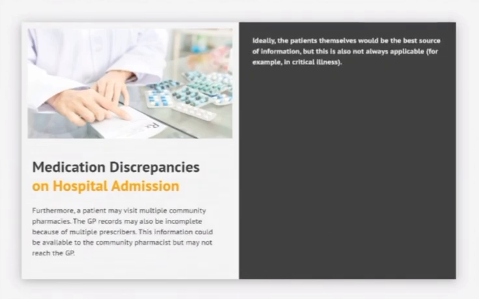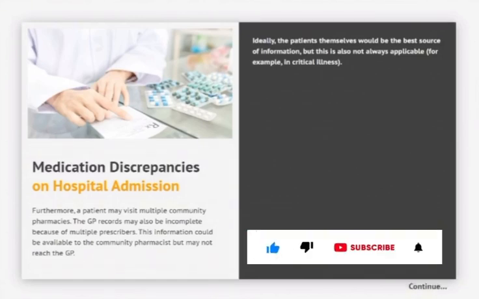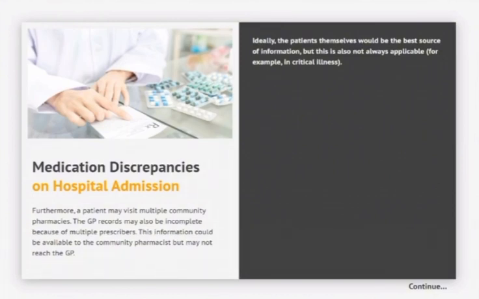Furthermore, a patient may visit multiple community pharmacies. The GP records may also be incomplete because of multiple prescribers. This information could be available to the community pharmacist, but may not reach the GP. Ideally, the patients themselves would be the best source of information, but this is also not always applicable, for example, in critical illness.